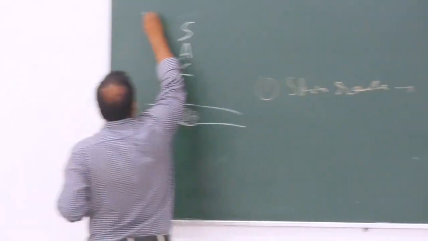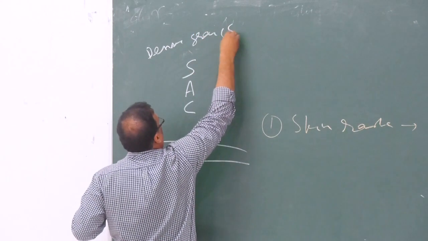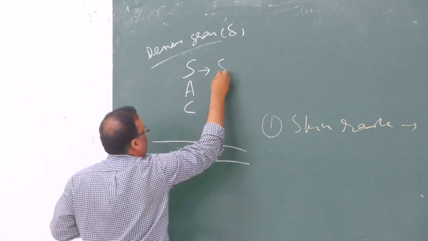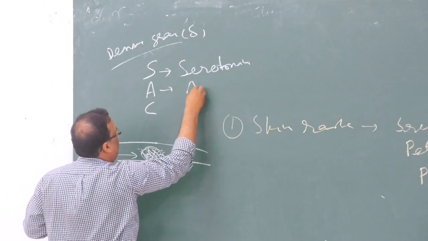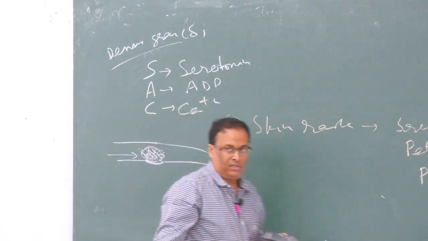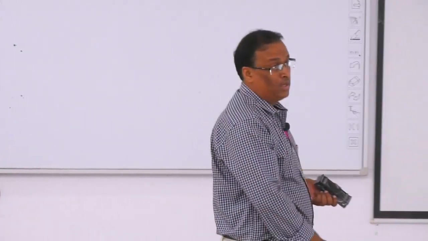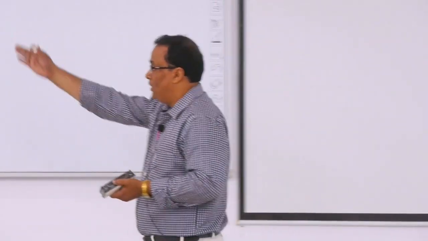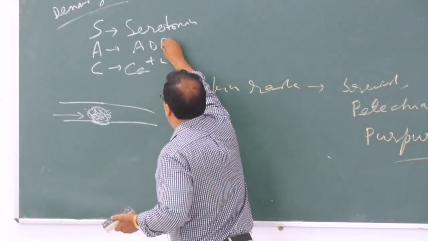For the dense granules, dense granules are often also called delta granules. SAC means serotonin, S for serotonin, A for ADP, C for calcium. So these are the dense granules. Do not forget these three things. So what are those? These are: serotonin, ADP, and calcium.